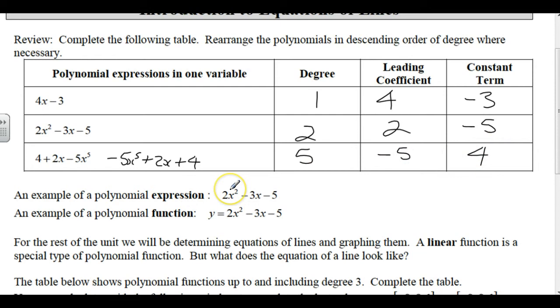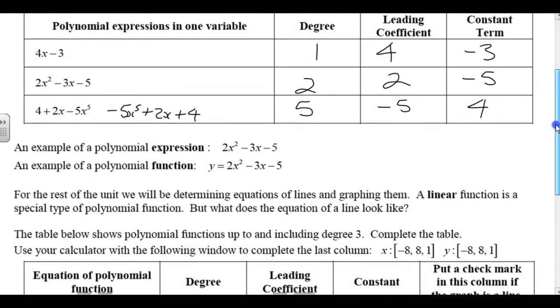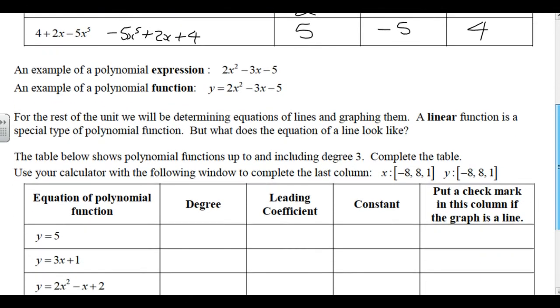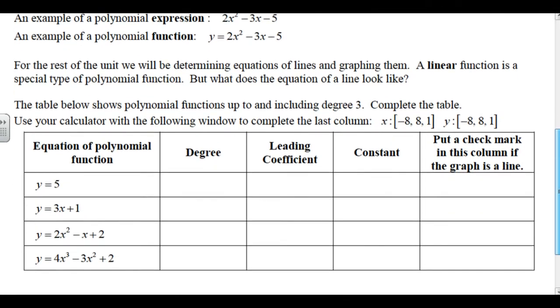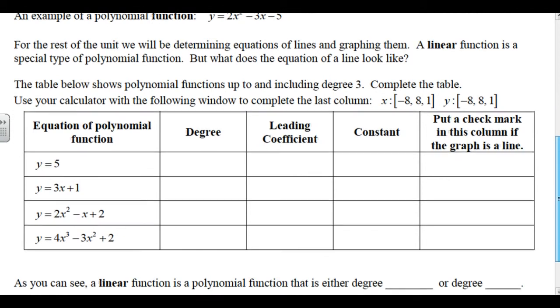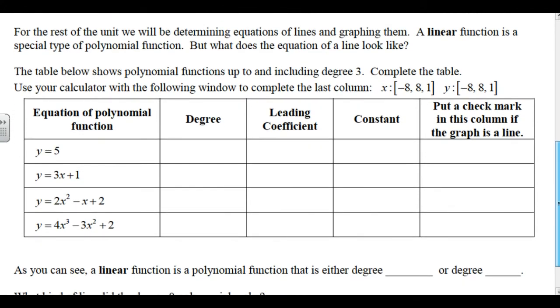Each of these is a polynomial expression, but this is a polynomial function. Basically, when you set it equal to y, or f of x, it becomes a function. For the rest of the unit, we will be determining equations of lines and graphing them. A linear function is a special type of polynomial function, but what does the equation of a line look like?